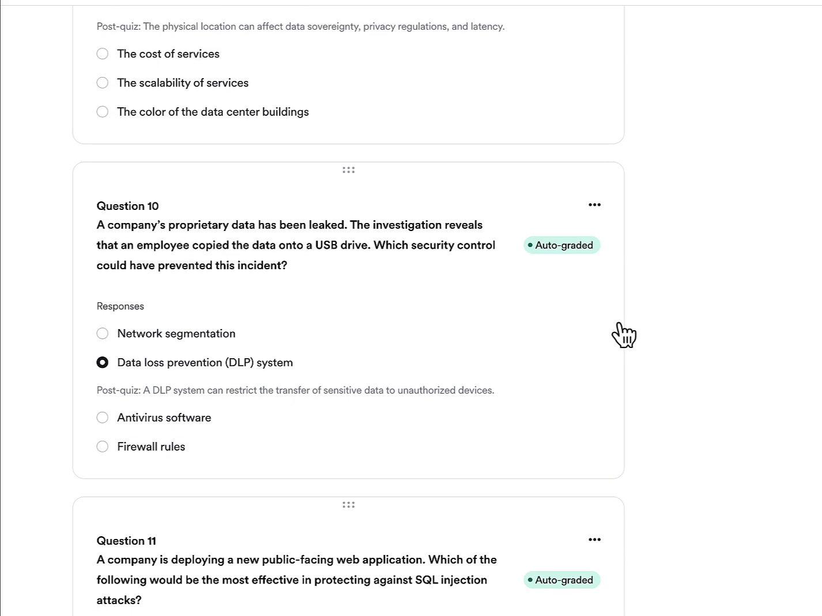Question 10. A company's proprietary data has been leaked. The investigation reveals that an employee copied data to a USB drive. Which security control could have prevented this incident? A, network segmentation. B, DLP, a data loss prevention system. C, antivirus. Or D, firewall rules. Now, obviously, all of those, except for antivirus, unless the USB blocking is built into your antivirus, which is a possibility, but they're not asking that question.